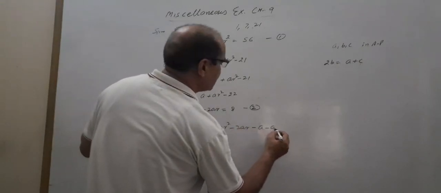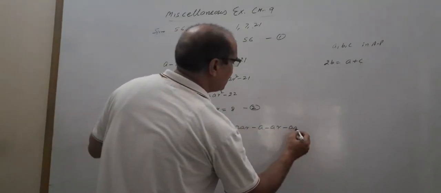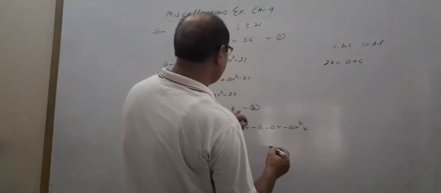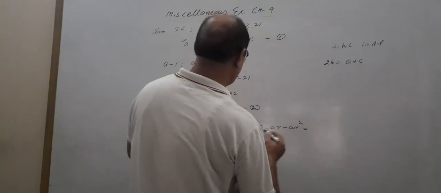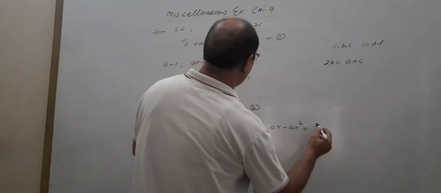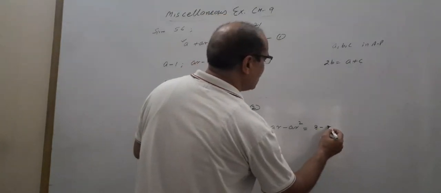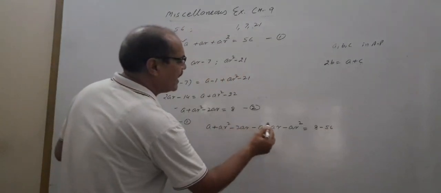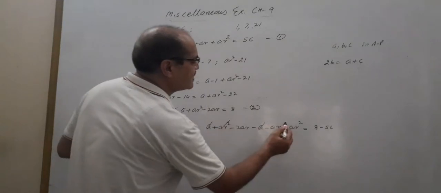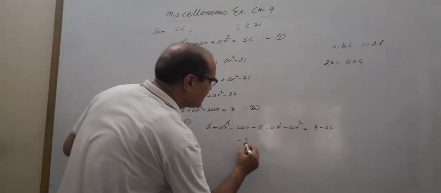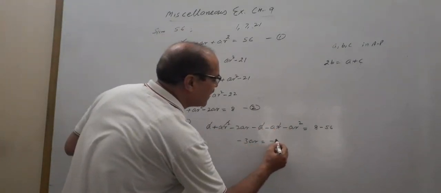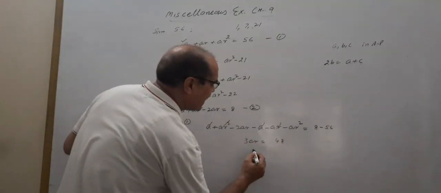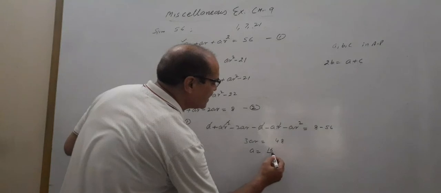minus A minus AR minus AR square is equal to subtracting first from second, 8 minus 56. Now A and A cancel, AR cancel, now it becomes minus 3AR is equal to minus 48, so therefore what is AR? So what is A? That is equal to 16 by R.